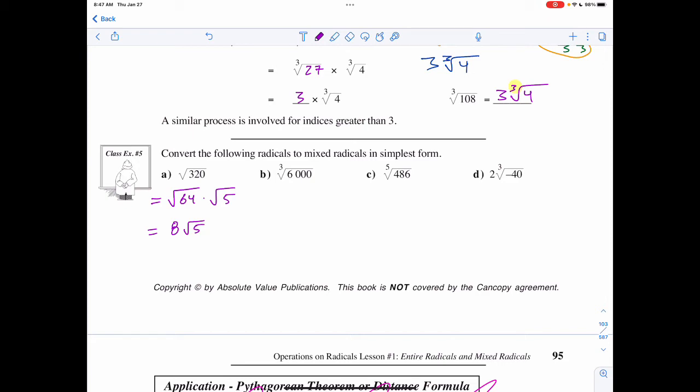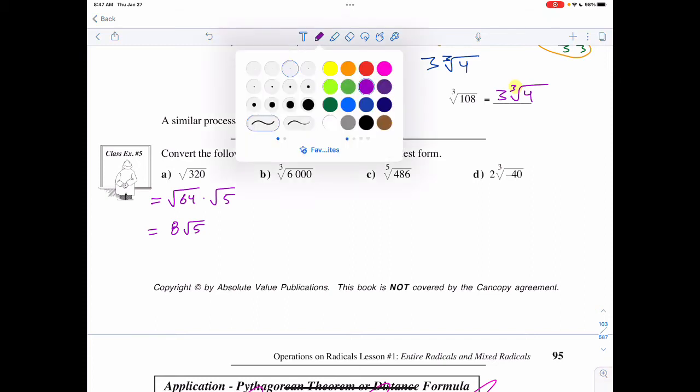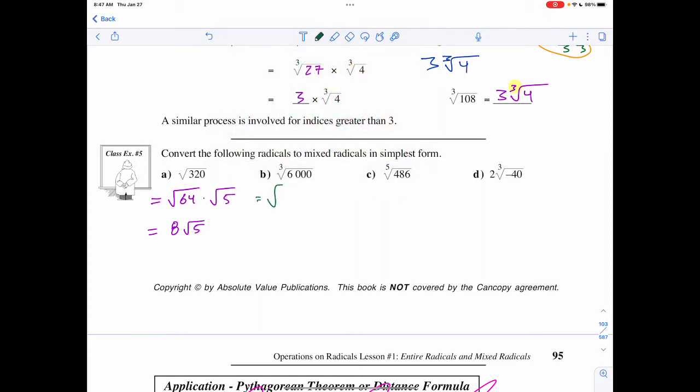When I take the cube root of 6,000, then that's going to wind up being the cube root of 1,000, biggest perfect cube that I can pull out of there, and the cube root of 6, or 10, and the cube root of 6.